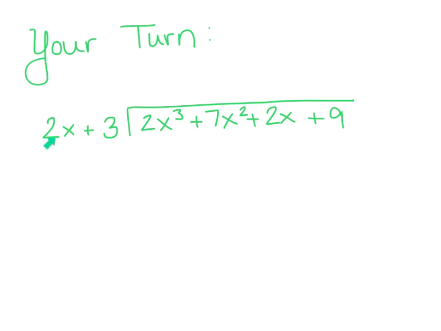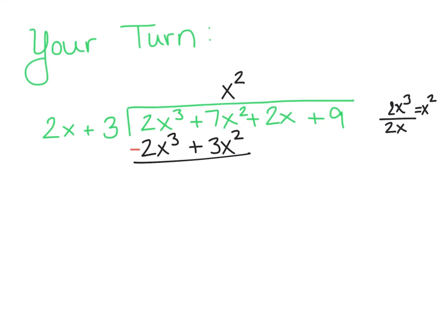So I start by asking, how many times does 2x go into 2x cubed? And that's going to go in x squared times, so I line it up with the other quadratic term, and now I'm going to distribute x squared times the binomial, which would produce 2x to the third plus 3x squared. Now I'm going to distribute my minus sign, so it's an addition problem now, so 2x cubed minus 2x cubed cancels, 7x squared plus negative 3x squared would be positive 4x squared. Neatly bring down the next plus 2x.